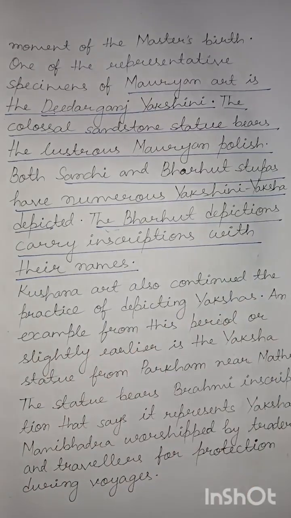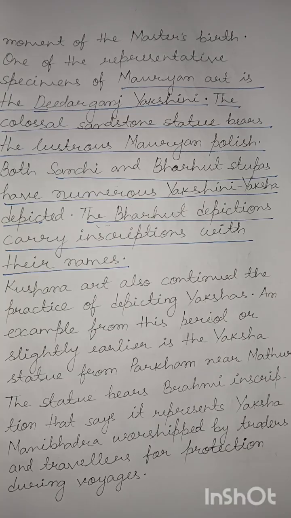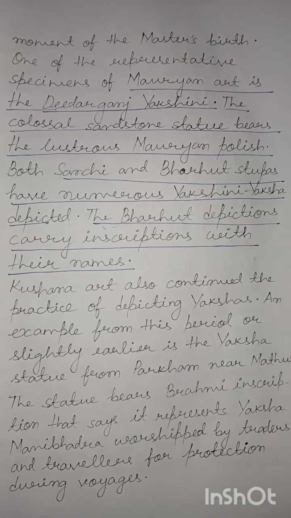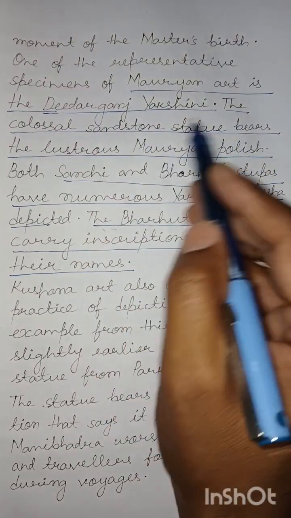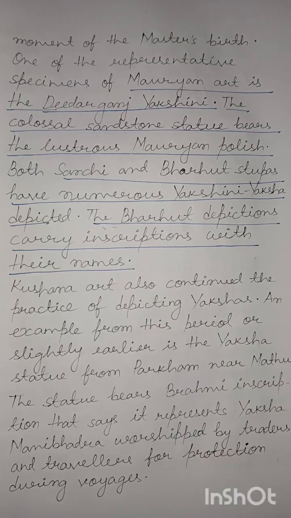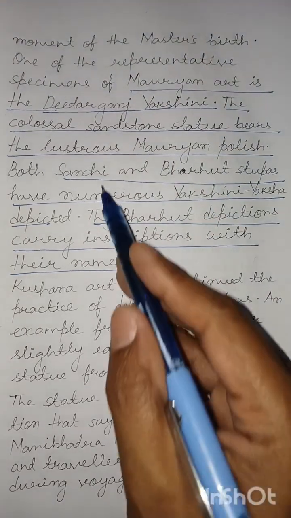So coming to the Mauryan period, where we have prominent examples of depiction of Yaksha and Yakshinis. One of the important specimens of Mauryan art is the Didarganj Yakshini, who was excavated from Patna, and this statue actually bears the glossy finish, the glossy polish that is often associated with the Mauryan period.